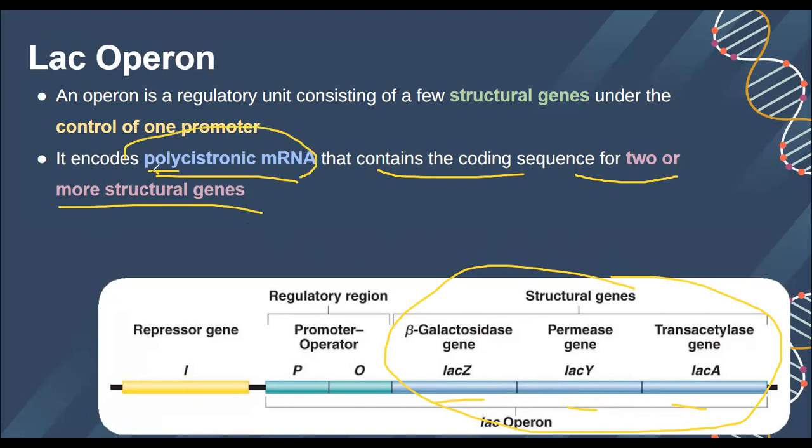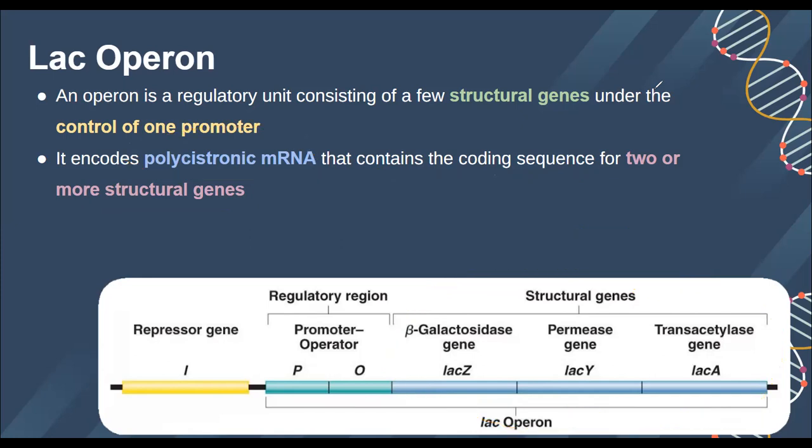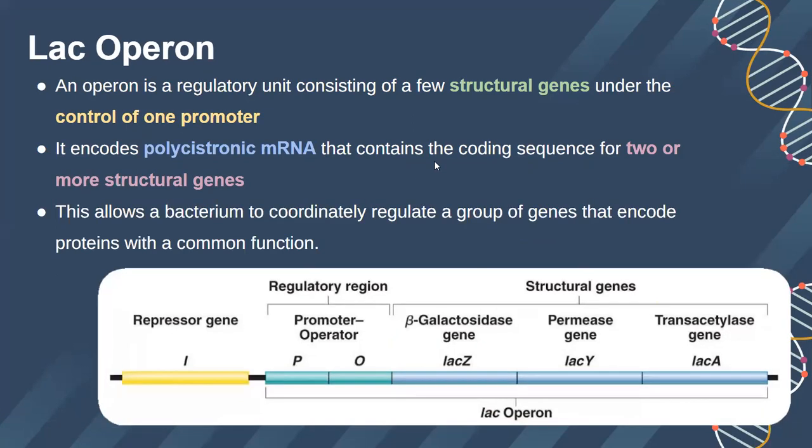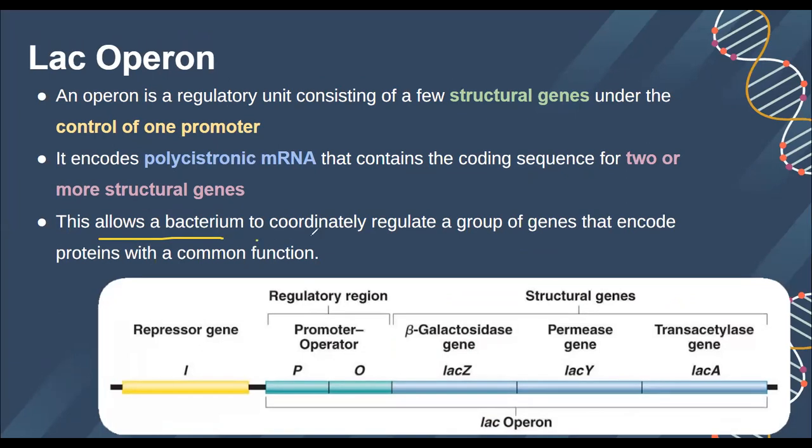So polycistronic mRNA means what? The mRNA which will be made out of this gene will have three genes. So polycistronic mRNA will be made from the lactose operon once transcription begins. So what is this lactose operon doing at the end? What is its significance? What is the function of this lactose operon? It is allowing the bacteria to coordinate and regulate a group of genes.